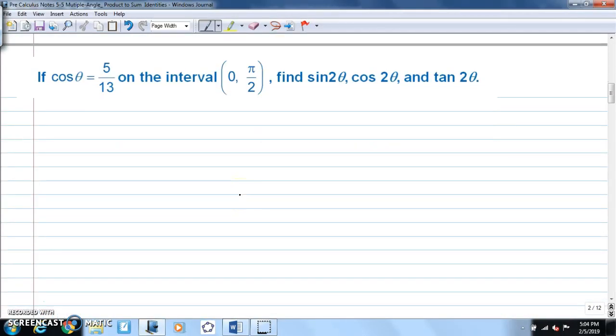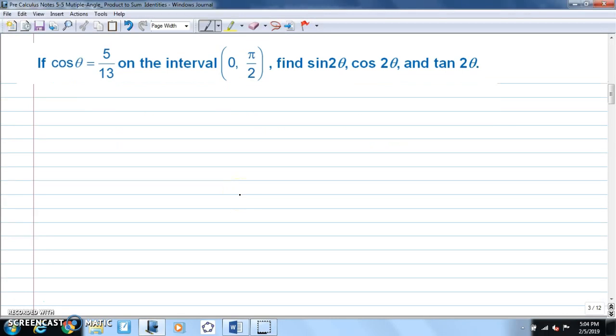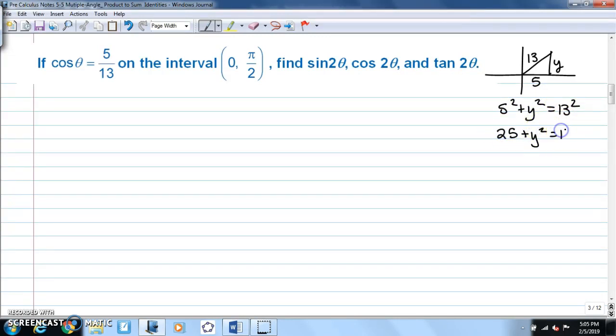Okay, so let's try this with this one. Again, what quadrant am I in? 1. So I'm going to draw this in quadrant 1. I have cosine now. Cosine is my x value over my radius, so I'm finding my y value. So 5 squared plus y squared equals 13 squared. 25 plus y squared equals 169. So y squared is 144. So y is 12. Okay.